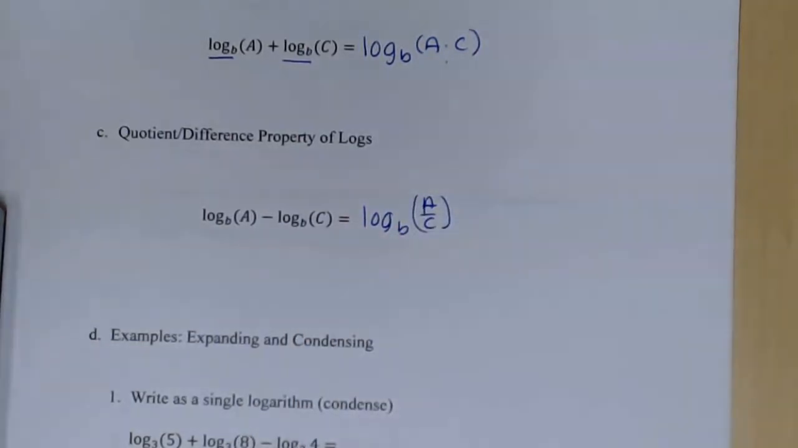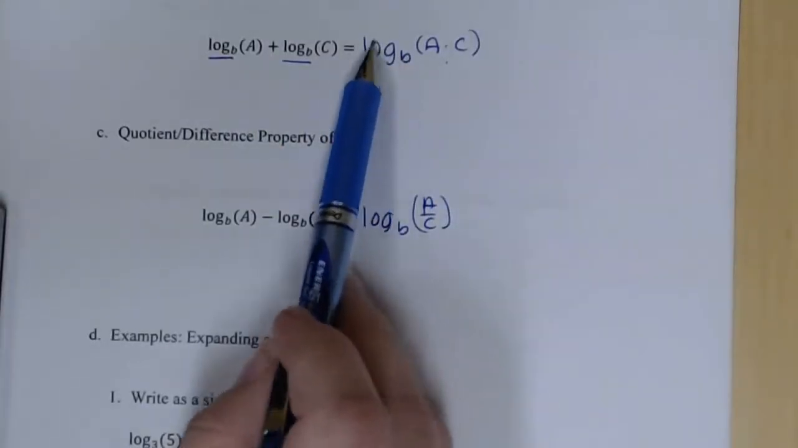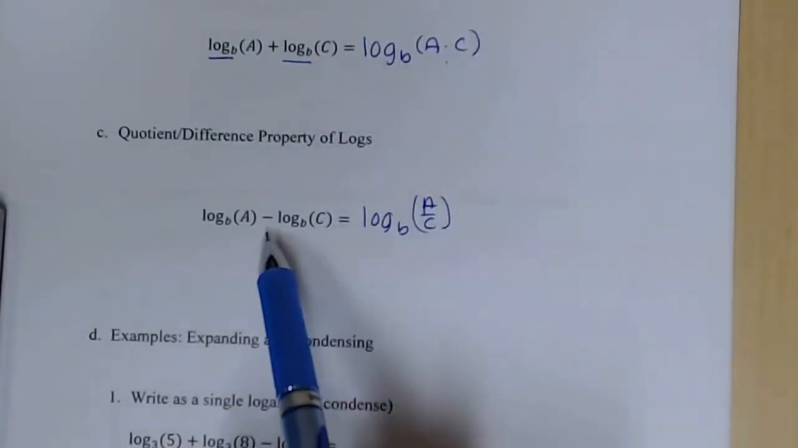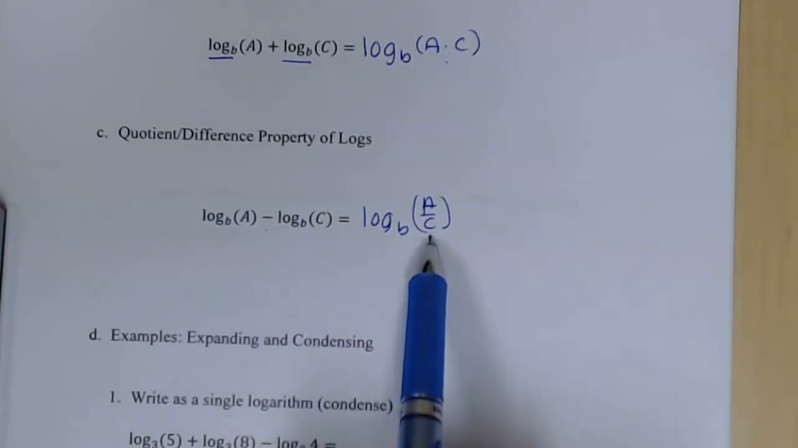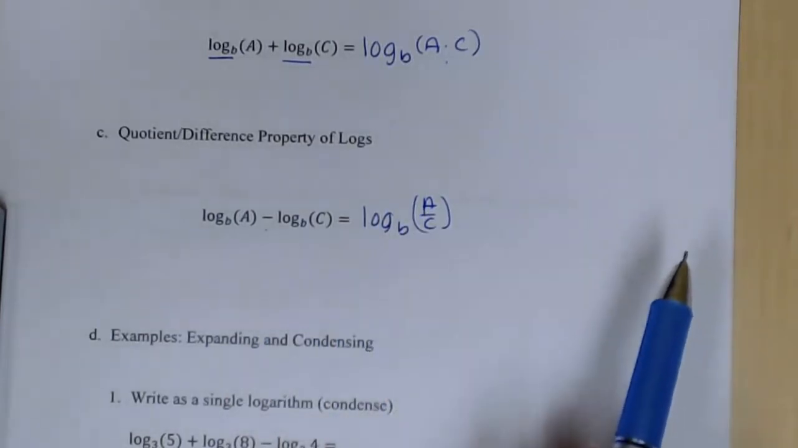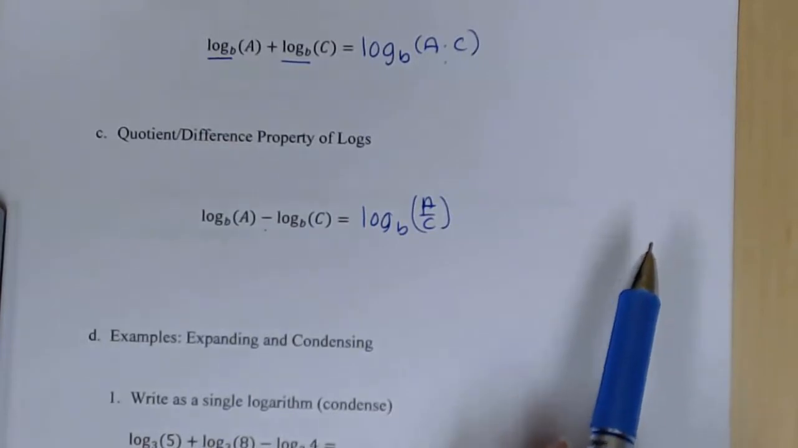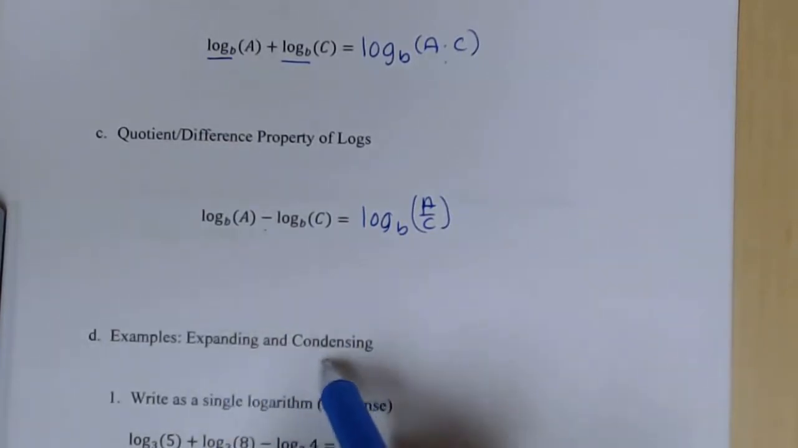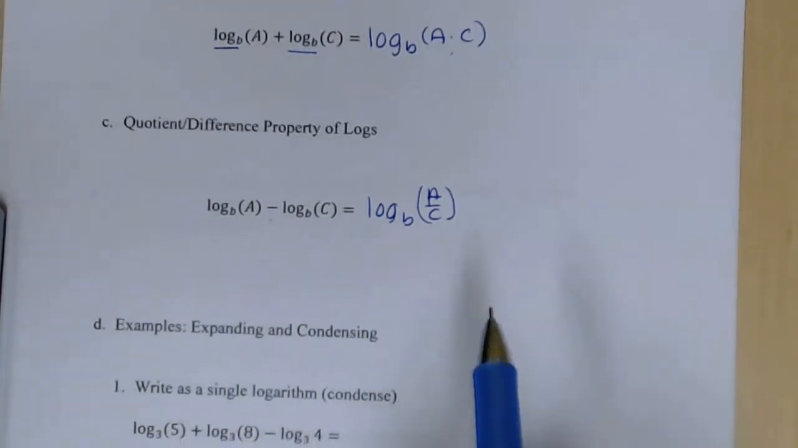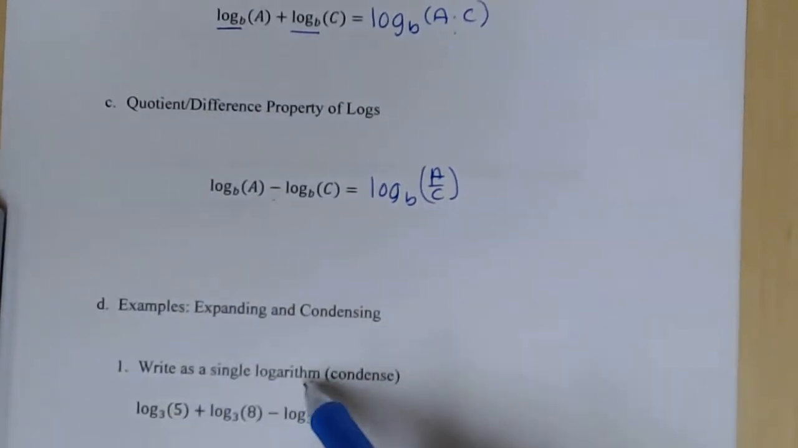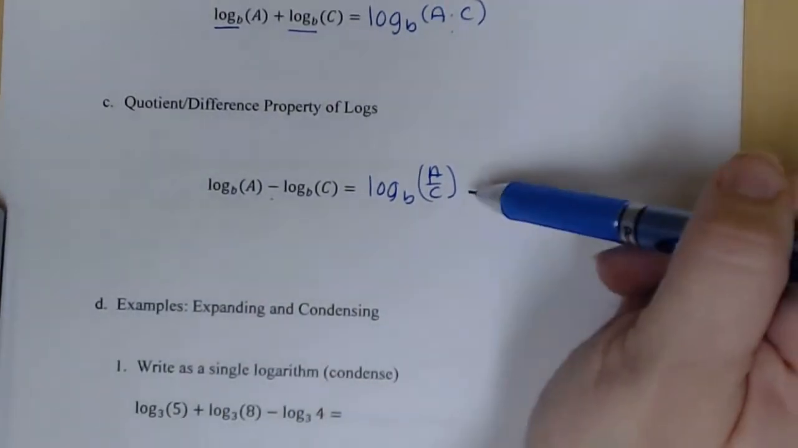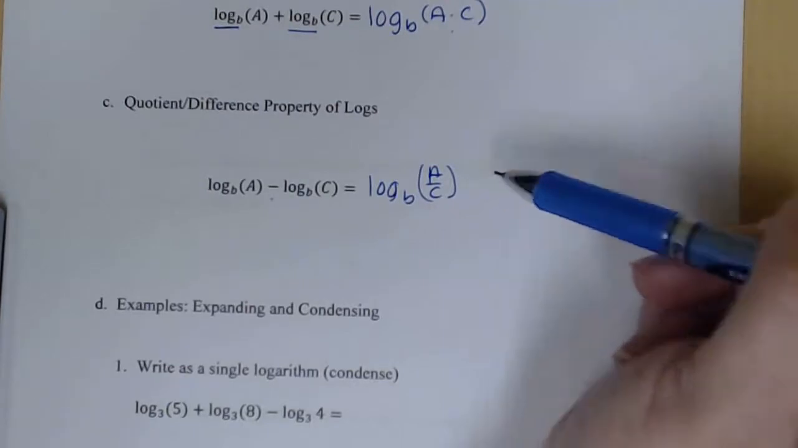And so looking at this, you can see, okay, addition became multiplication, but now we only have a singular log. And subtraction became division, and we have a singular log. So a couple of the instructions you're going to see with this are instructions like expand or condense, or you might see instructions like write as a single log. So I want to take these 2 properties, put them together with what we did with the power rule, and see what we can do.